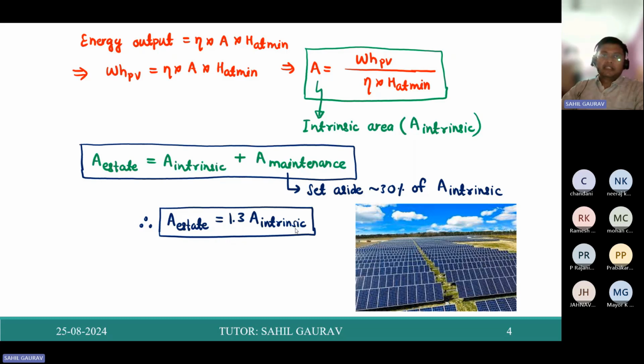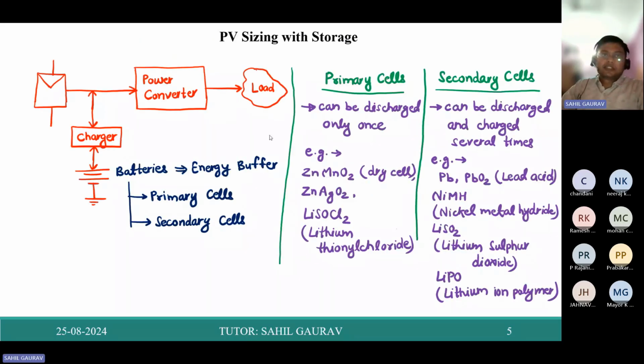Now let us see PV sizing with a storage system. So the first question that comes to mind here is, why do we require a storage system? Without a storage system, can we have this PV array sizing? Can we not install this PV system?